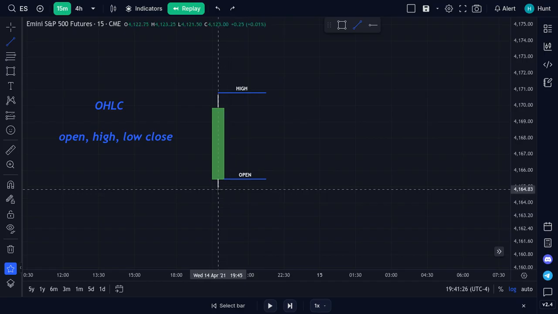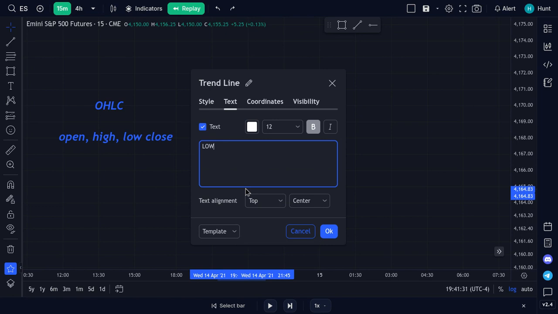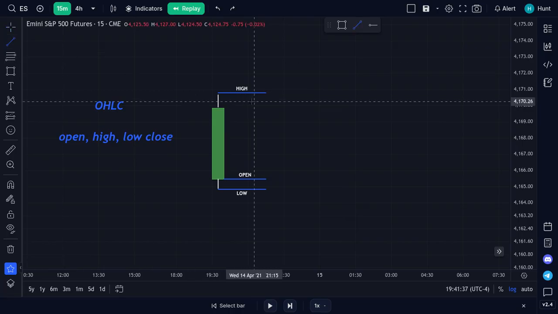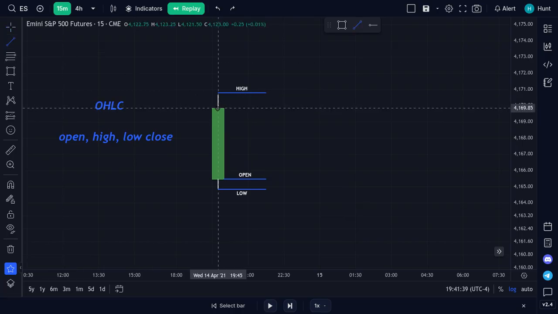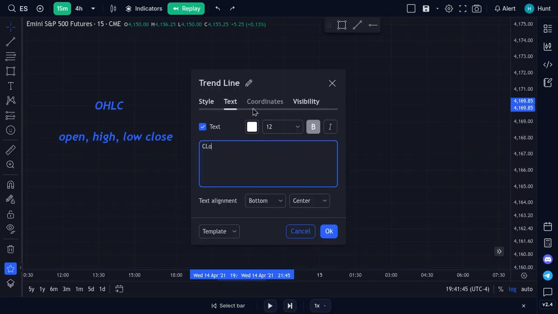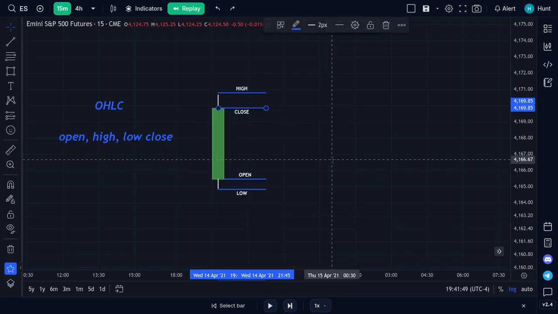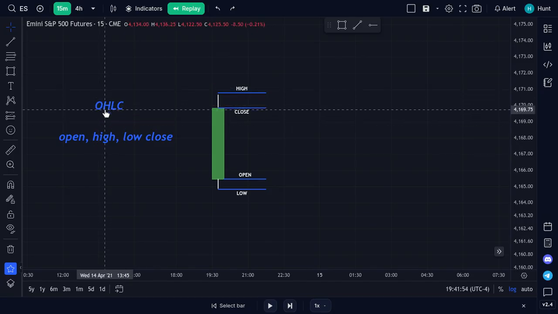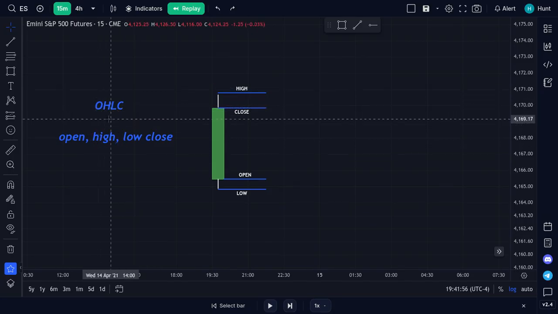This bottom point would represent the lowest point that candlestick went. And the top of this, which is the body of the candle, which I'll represent to you guys in a second, will represent where price closed during that 15-minute period. All right, so let's just remember this: open, high, low, close, OHLC.